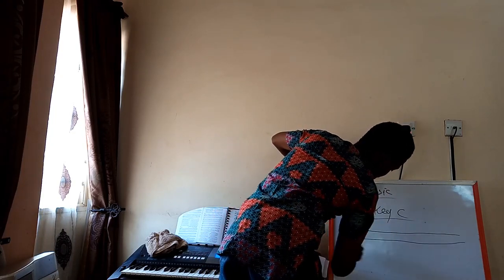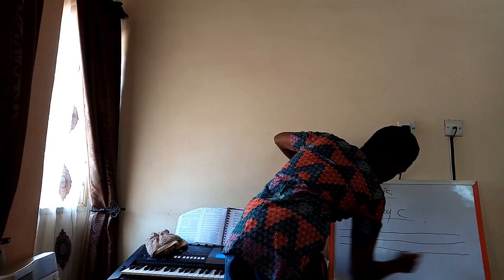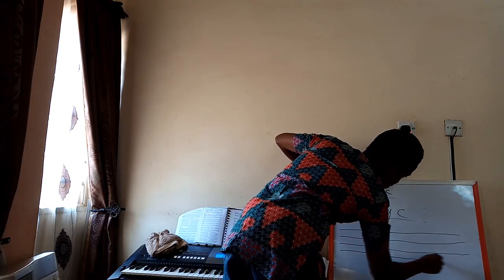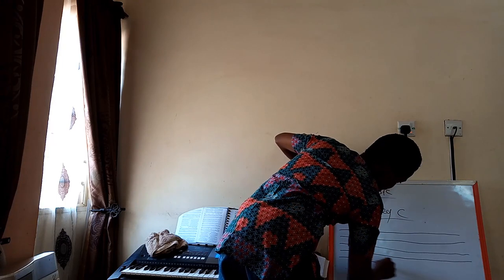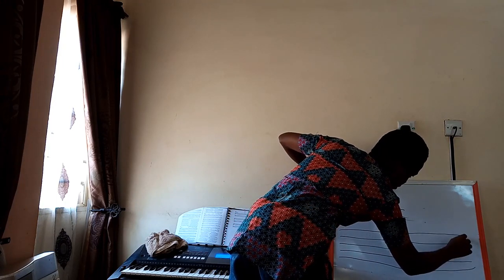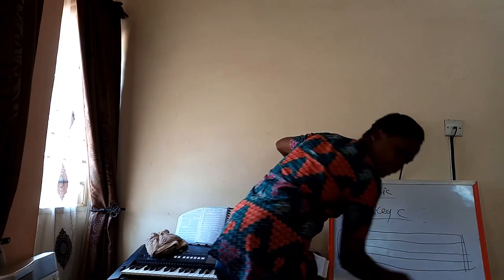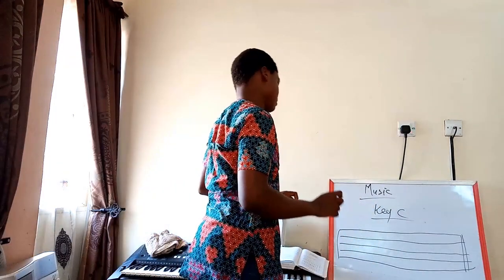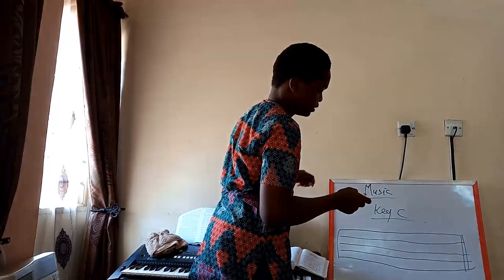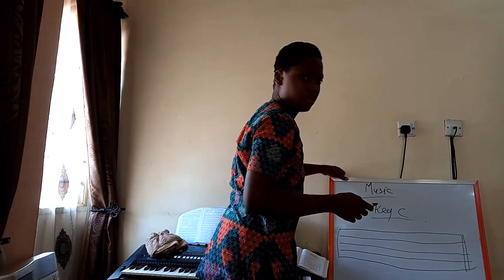So we're going to draw. The grand stave is just a combination of the treble staff and the bass staff. I can't say clef because it's not the sign. We just have to take note of it. We have a double.